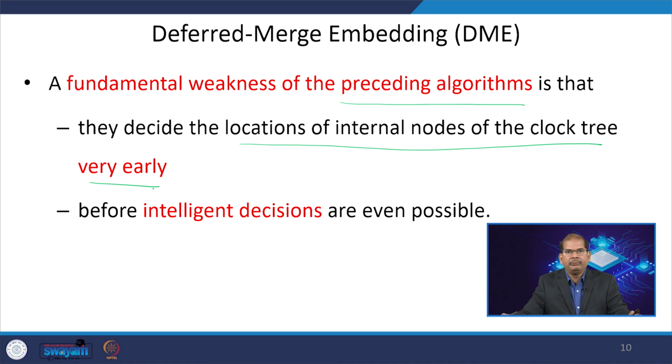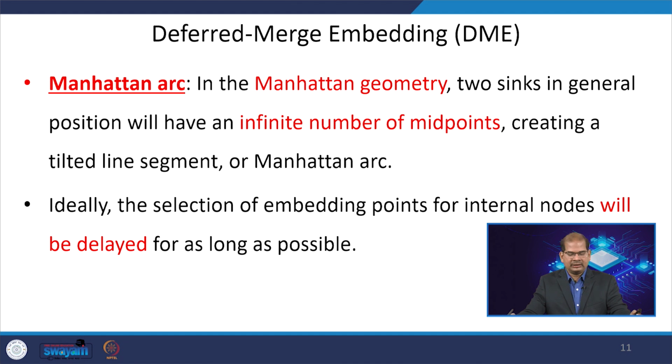So, all the tapping points are determined early, before intelligent decisions are even possible. The selection of the internal nodes of the clock tree is done early in the previous algorithms. However, in this algorithm they have a systematic approach to choose the tapping points or internal nodes of the clock tree. We will discuss how this happens. It is very interesting; it has some geometrical notion here. We will discuss that in detail.